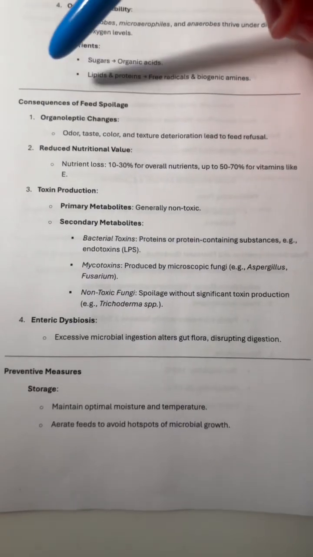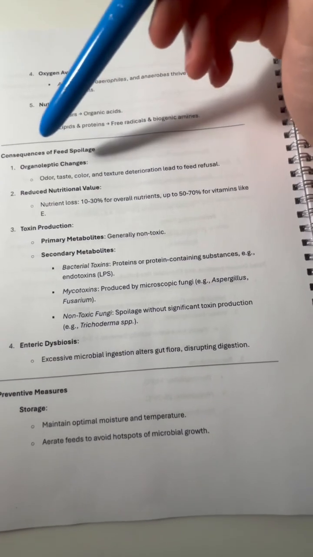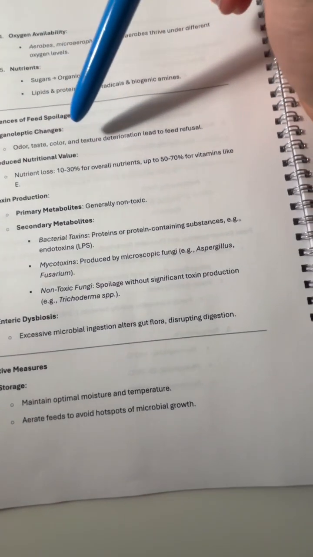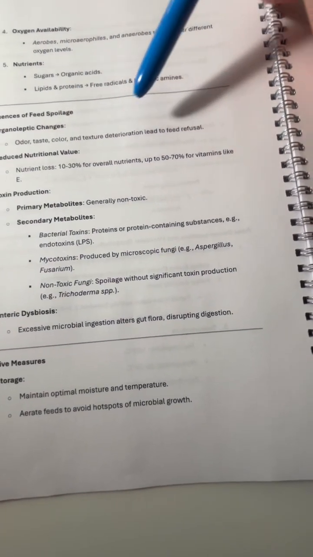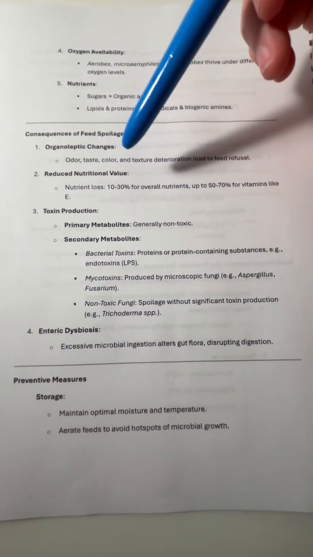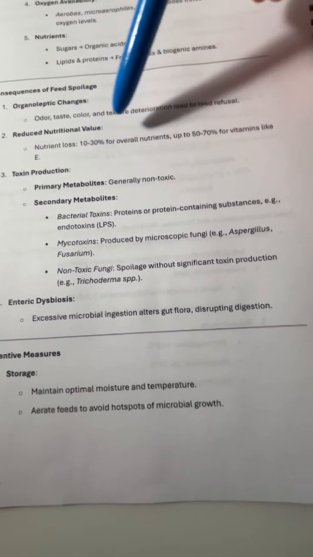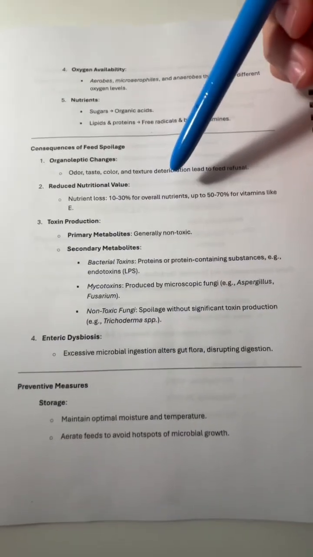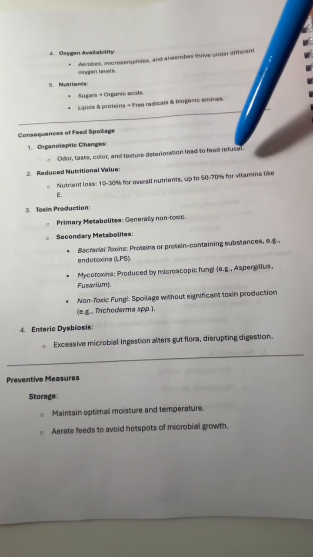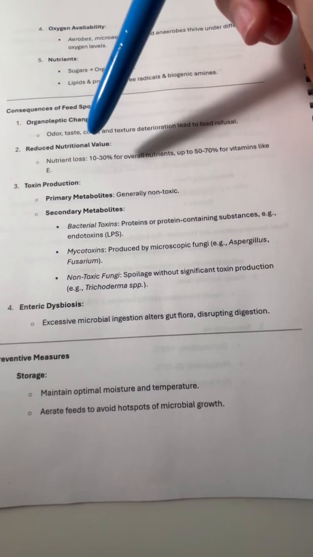So for the consequences of feed spoilage, we can have organoleptic changes, which change the odor, the taste, the color, and texture deterioration, and this leads to feed refusal, as well as a reduced nutritional value. This includes the loss of nutrients, around 10 to 30% of overall nutrients, and up to 50 to 70% for vitamins like vitamin E. Toxin production is another consequence of feed spoilage.